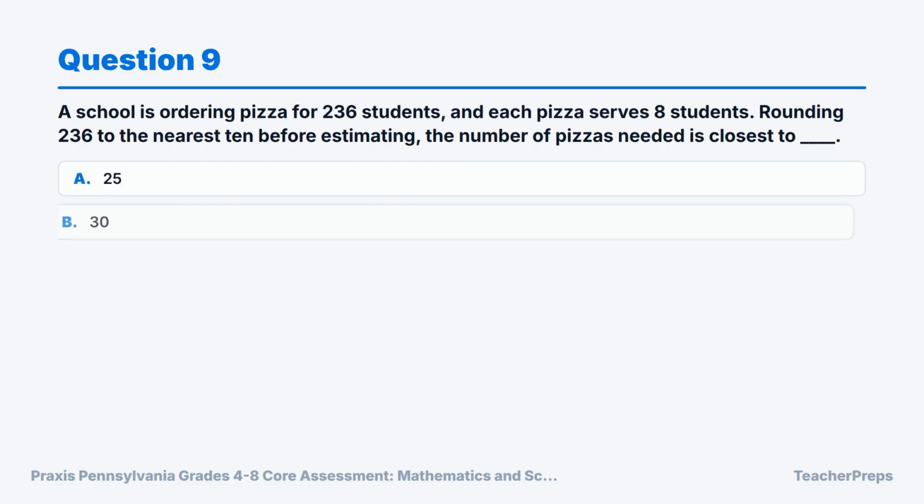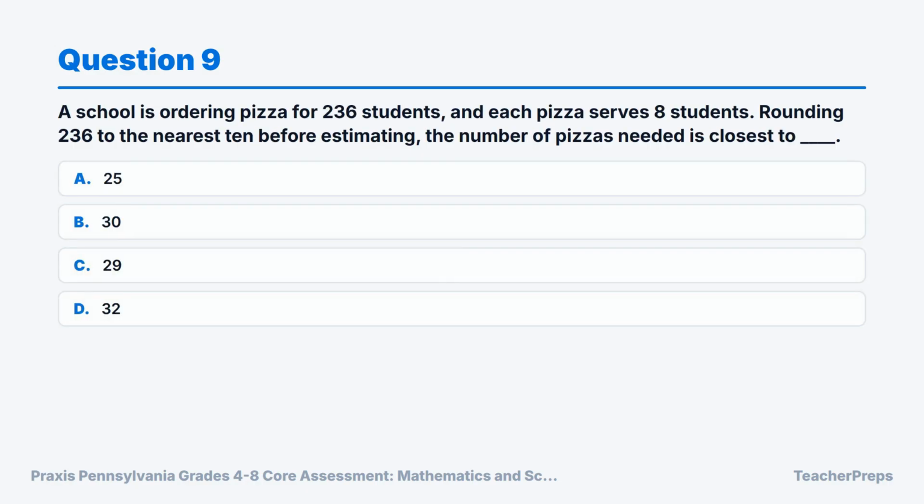Question 9. A school is ordering pizza for 236 students, and each pizza serves 8 students. Rounding 236 to the nearest 10 before estimating, the number of pizzas needed is closest to ____. Pause the video and select the best answer.